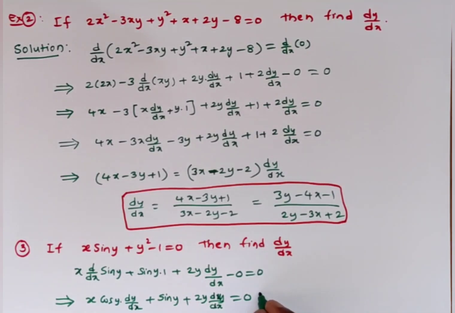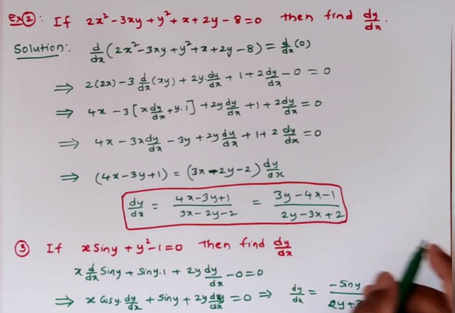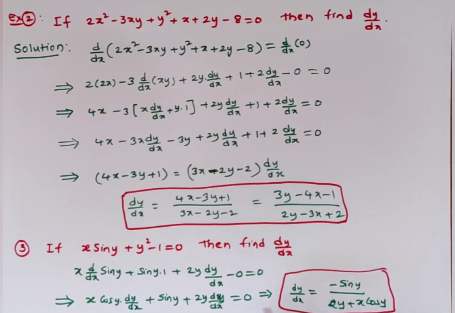So final simplification. dy by dx is equals to minus sin y divided by 2y plus x into cos y. So simply, student, that is the answer: minus sin y divided by 2y plus x into cos y. See here from these two terms, dy by dx is common, sin y transposition gives minus sin y. Next you need to divide with that 2y plus x into cos y.